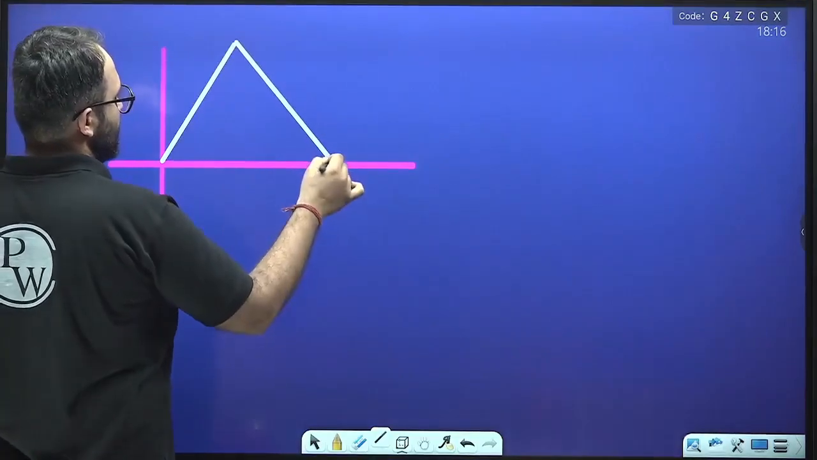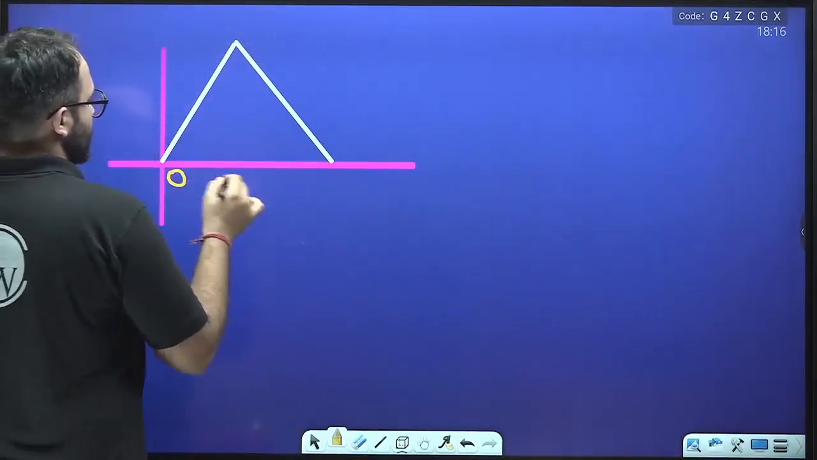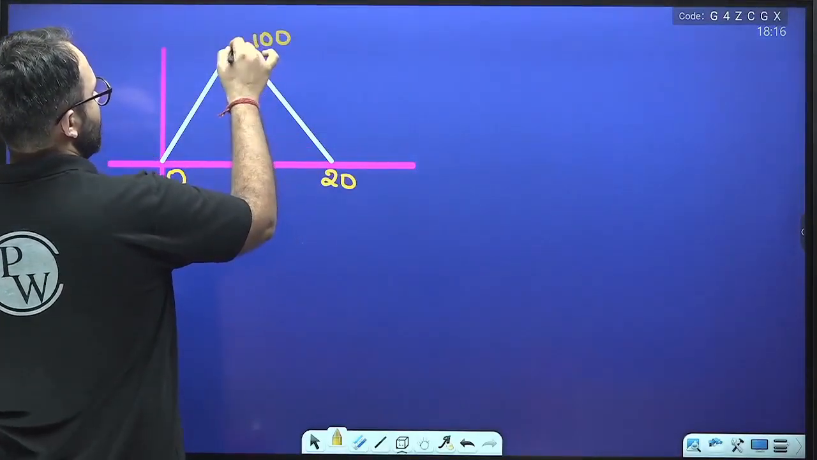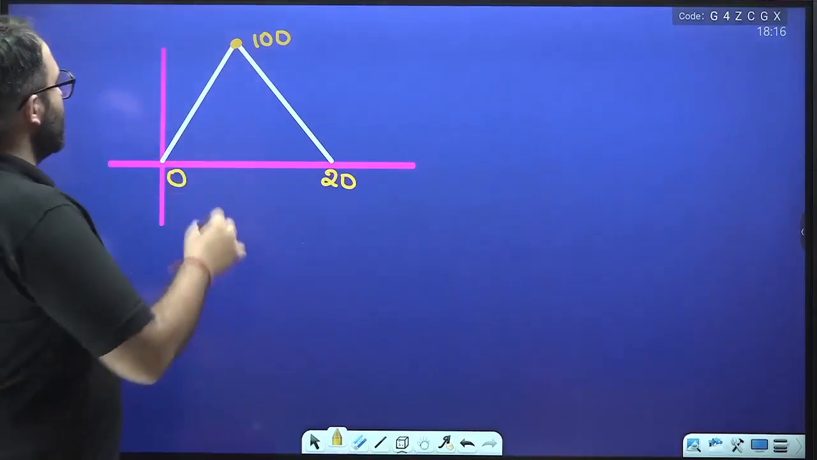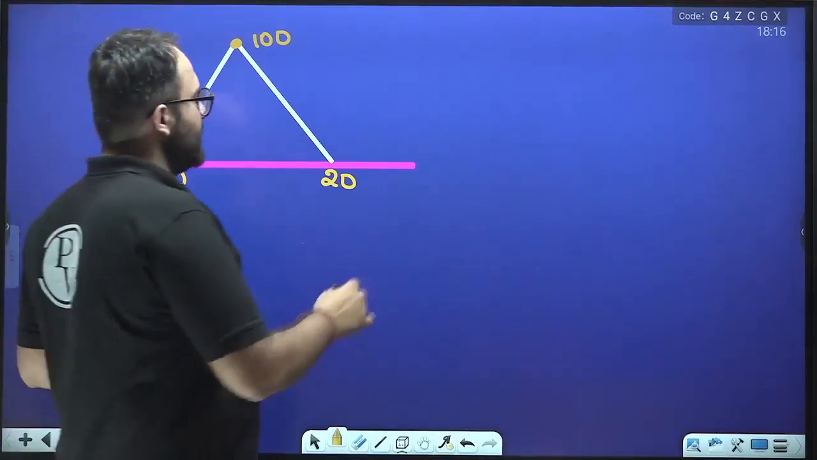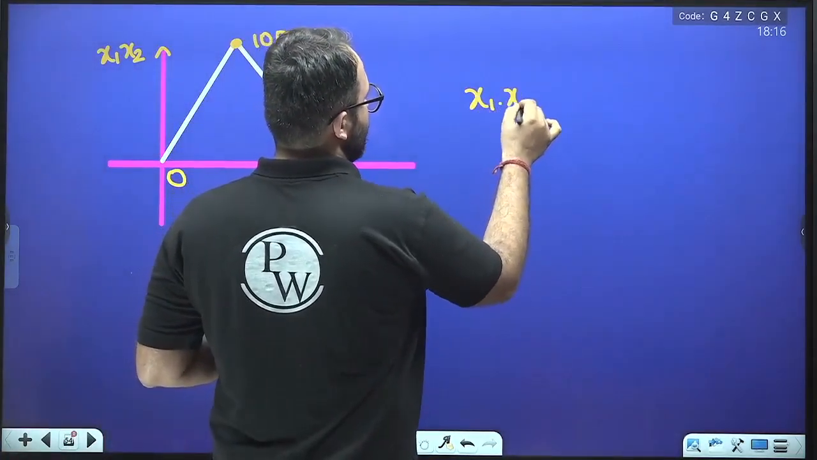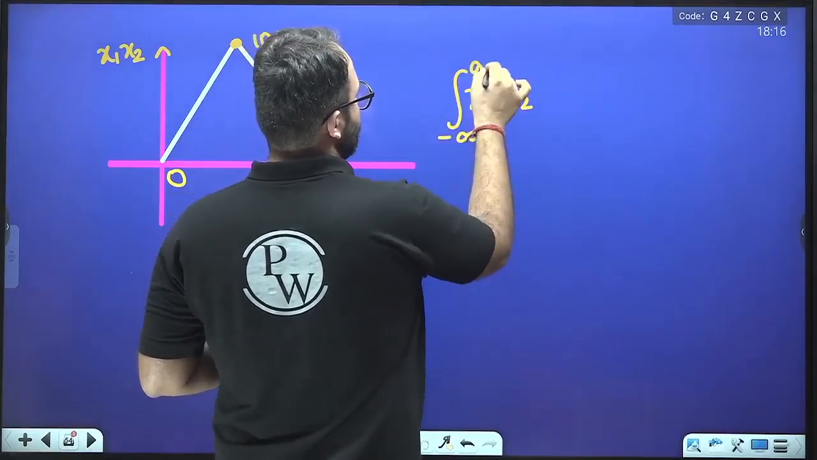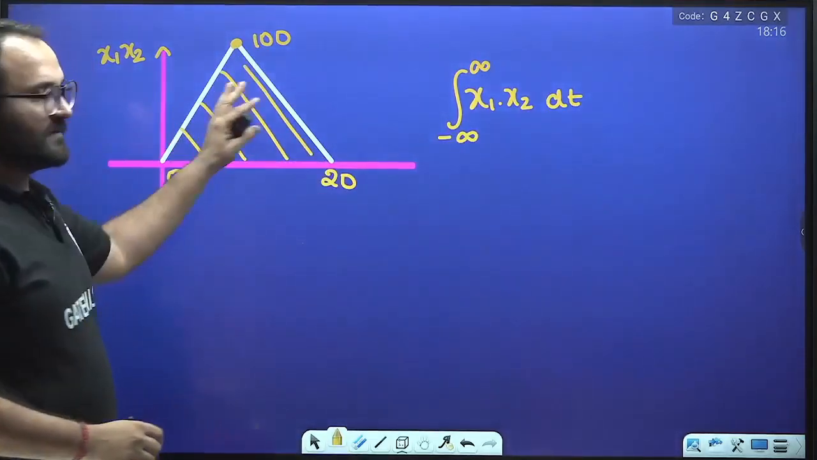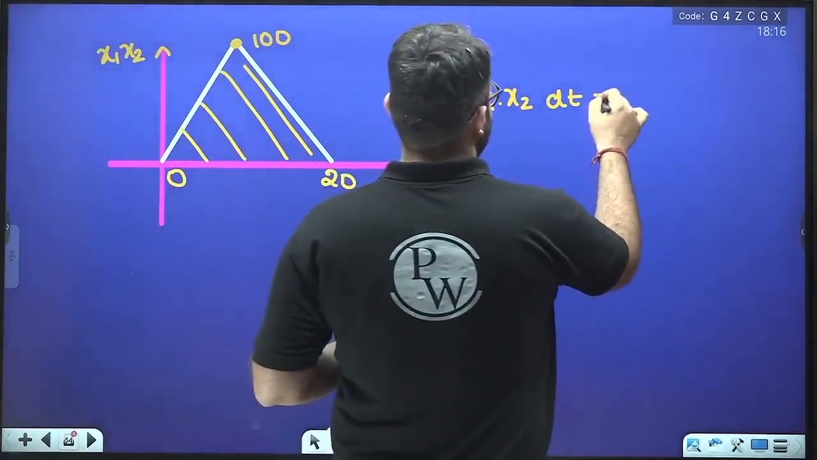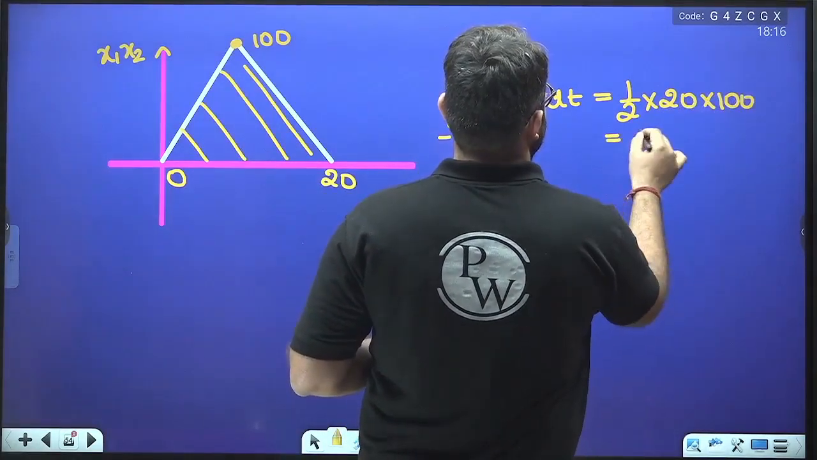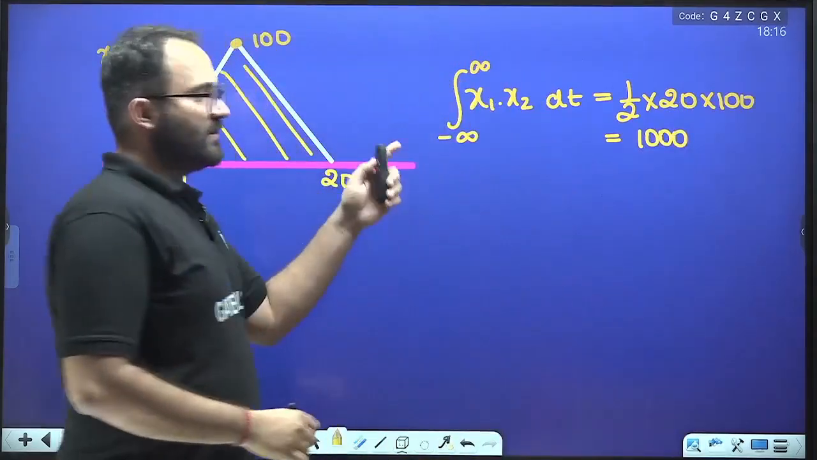So we can see that the height of the triangle will be 100, the width is 0 to 20. So this is your x1, x2. Now, x1 multiplied by x2, integrated from minus infinity to infinity dt. What will be the result? The integration of this is half base into height, that is 1000. So we have this integration also.